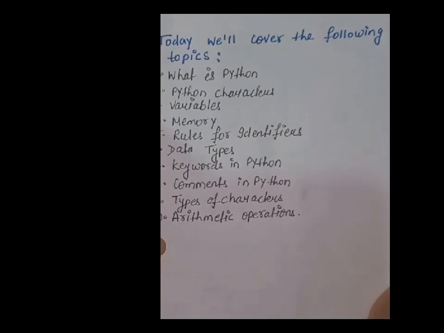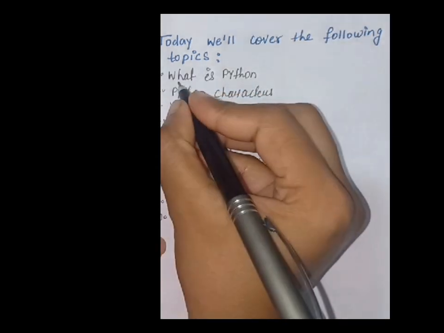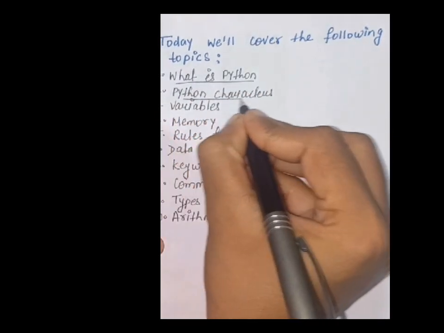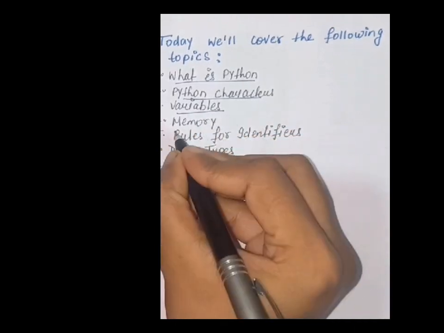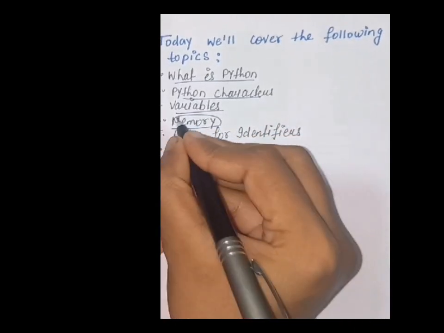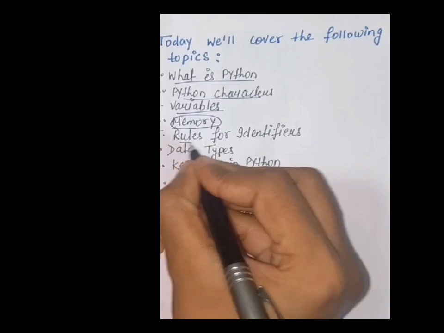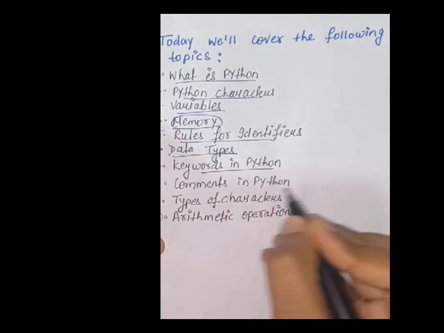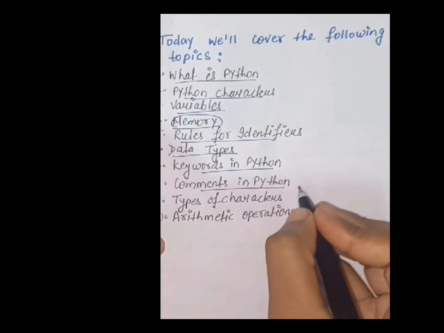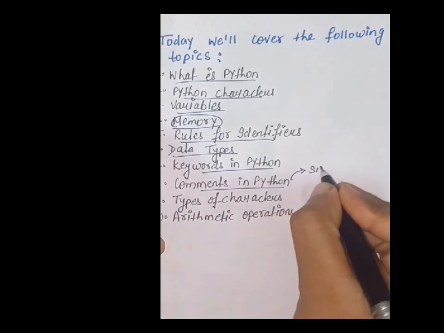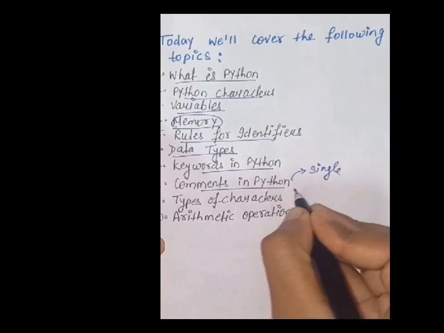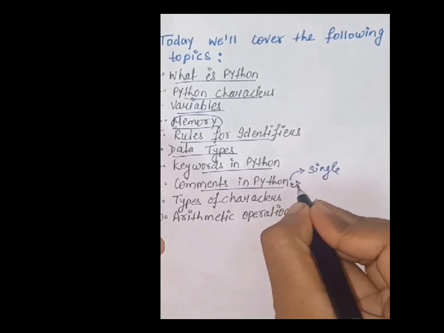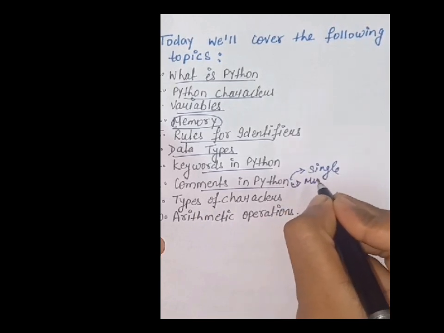The very first lecture of the Python series. Today we will cover all these following topics in very detail. What is Python? Python characters, variables, what is memory, how we have to write memory, rules for identifiers, data types, keywords in Python, comments. There are two types of comments, single line comments and multi-line comments. We will cover all these topics in very detail.